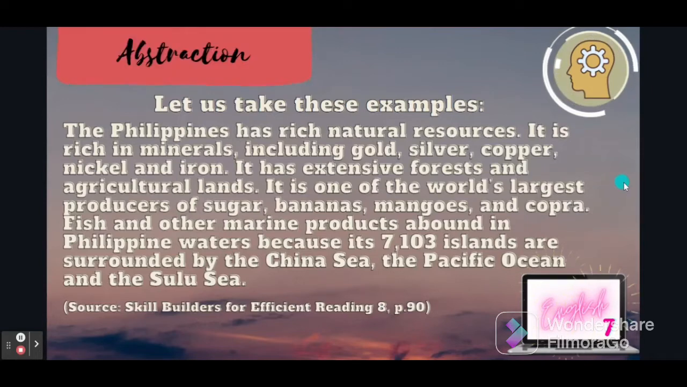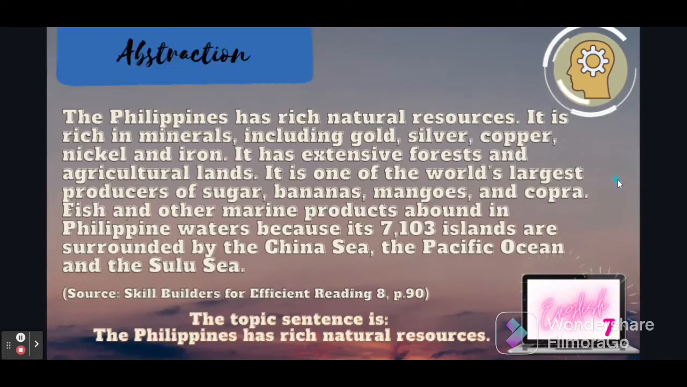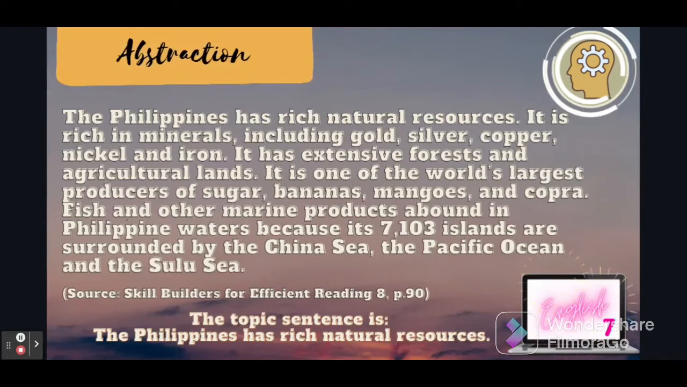Let's see if you got it. The topic sentence is the Philippines has rich natural resources. It expresses the main idea of the paragraph. It is found at the beginning of the paragraph, and then the supporting sentences are those that give details about the main idea.